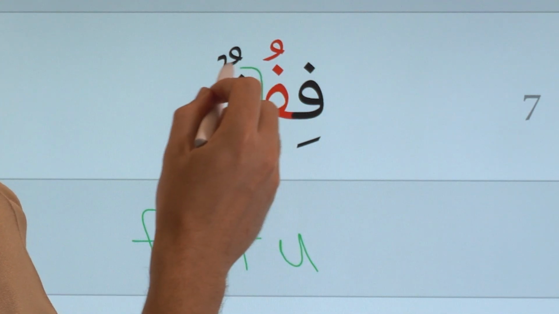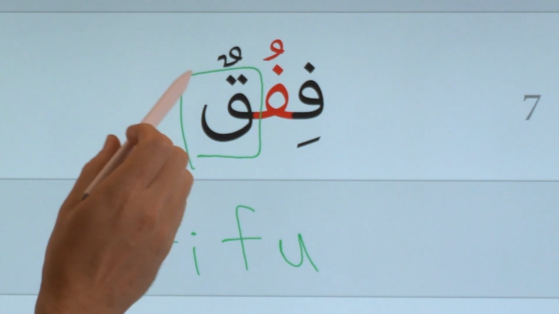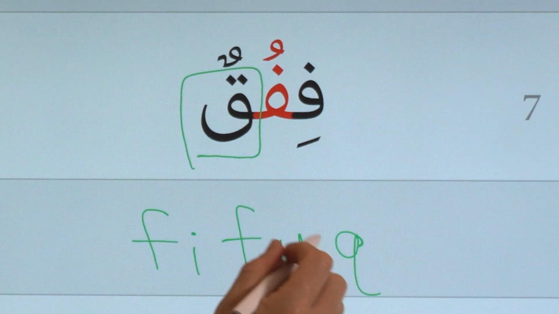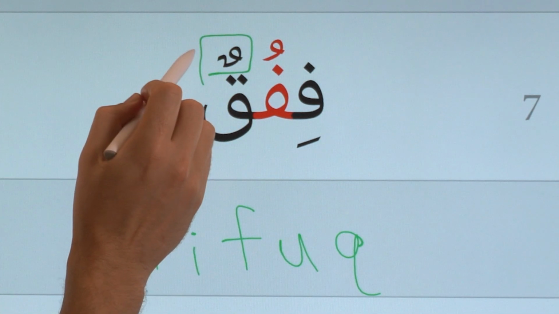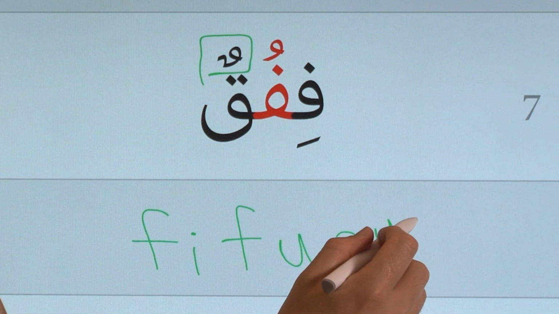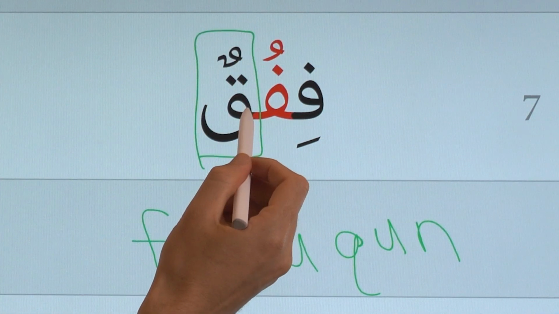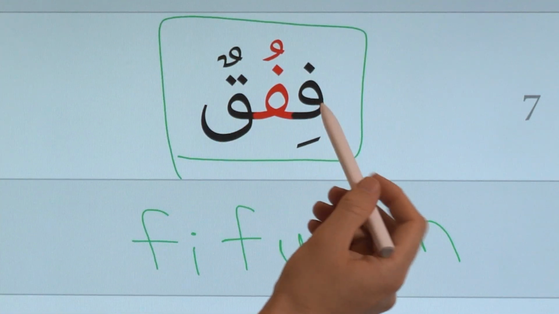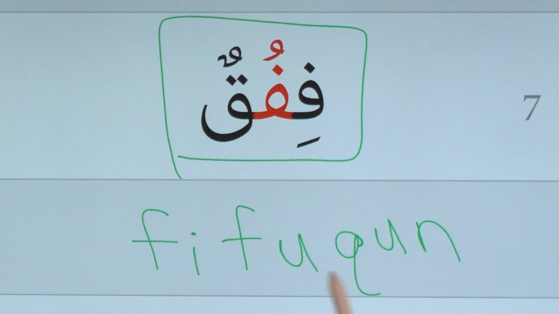And then here's the last letter. We see that circle shape, but this one has two dots above, meaning this is the letter qaf. So we're going to write a Q for the letter qaf. Above the letter qaf, we see a dhamma with an extra squiggle at the end. So this is tanween dhamma. We write a U for the first dhamma and N for the tanween. So we would pronounce this as qun. And if we pronounce all of this together, we would say fi, fu, qun.